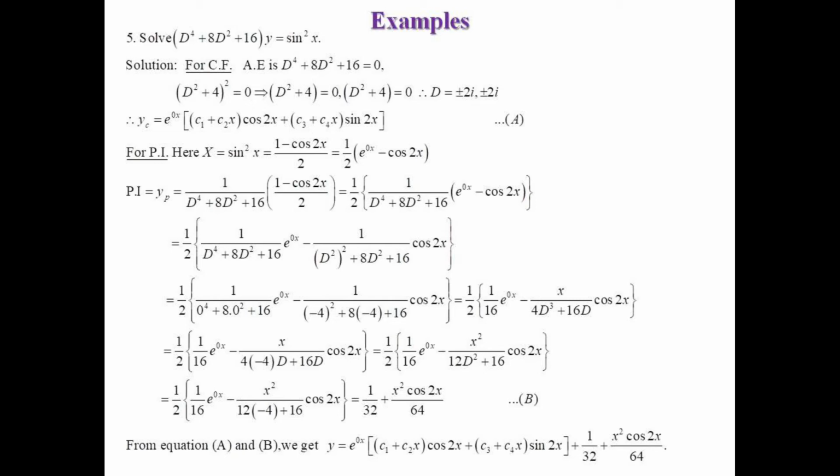Now let's split the term e^(0x) - cos 2x into two parts. We get 1/2 [1/(D^4 + 8D^2 + 16) e^(0x) - 1/(D^2 + 4)^2 cos 2x]. We arrange it this way because here we get the term in the form sin(ax) or cos(ax). Then we know that whenever a sine or cosine term is available, we replace D^2 by -a^2.